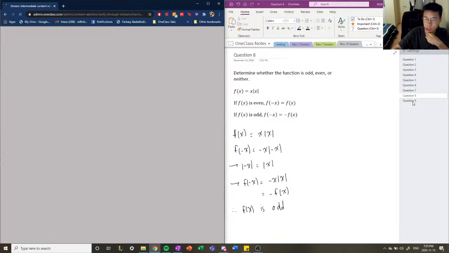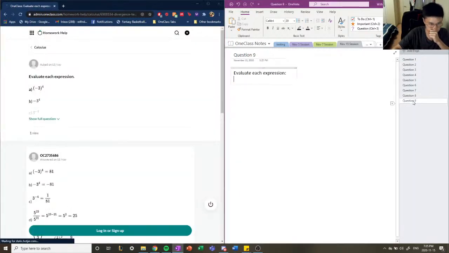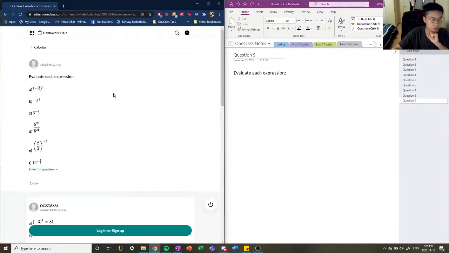Finally, let's move on to our last question of the day. The question reads, evaluate each expression. They have 6 expressions here, so we're going to evaluate each of them, okay?